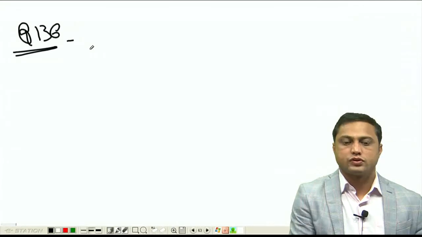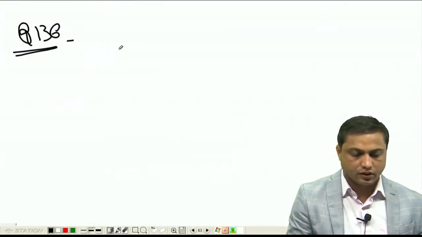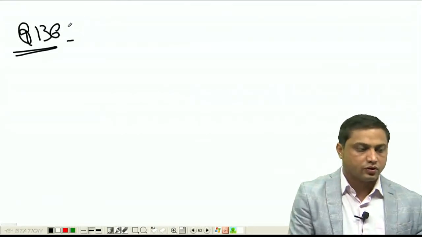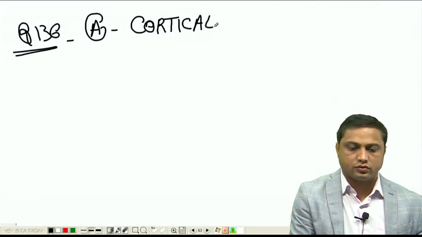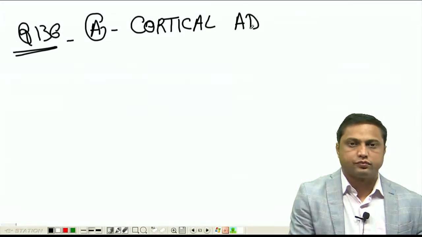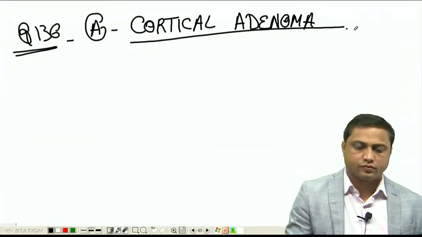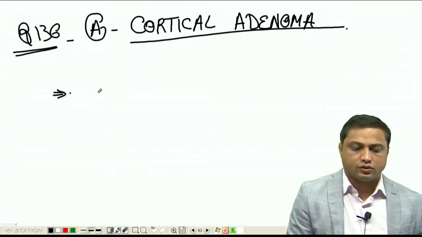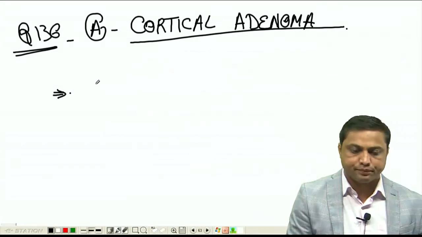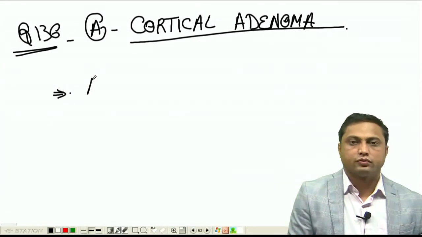Question number 130. Most common cause of Conn syndrome. Among the options we have answer A, cortical adenoma. So let's discuss aldosteronism.